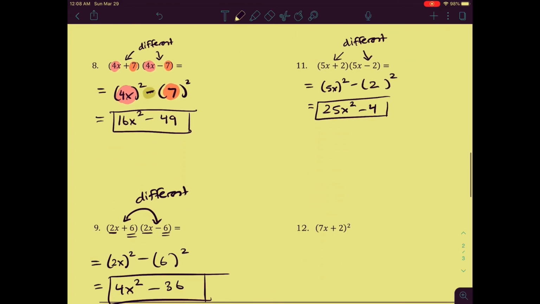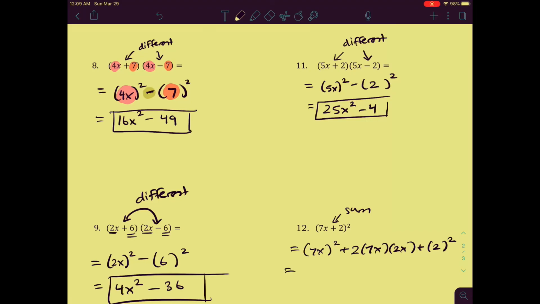And then lastly, number 12, I have a square of a binomial sum. So I know that when I multiply this out, I'm going to take the first term squared. Now because this is a sum, I know I'm going to put a plus sign here. 2 times the first term times the second term of the binomial plus 2 squared. And if you carefully multiply this out, you should get 49x squared plus here 7.